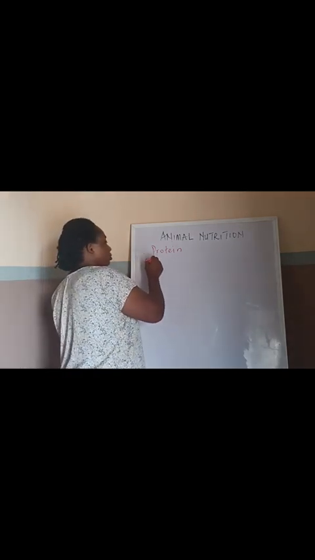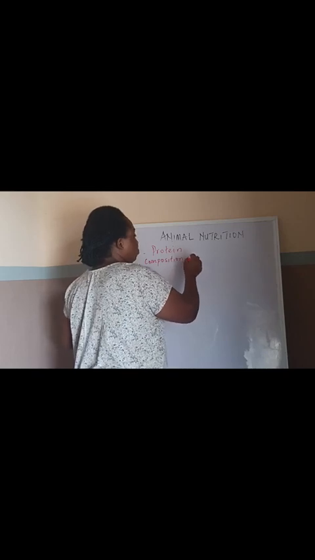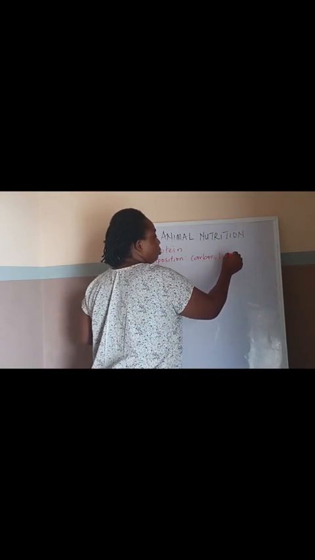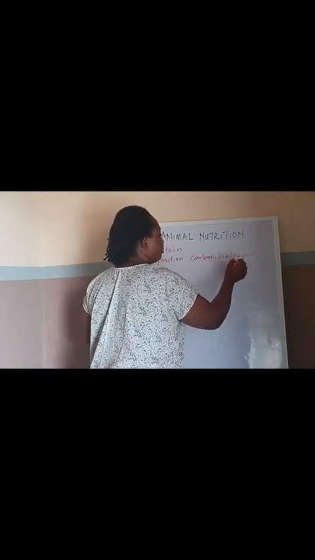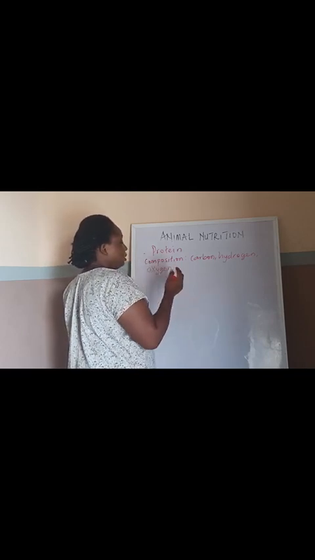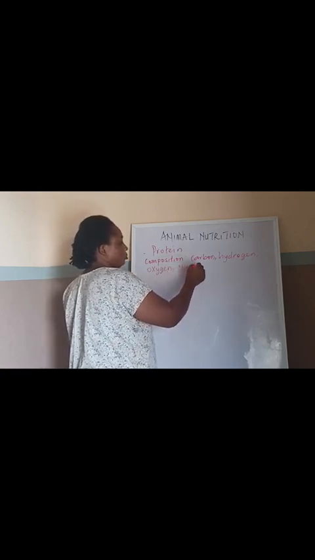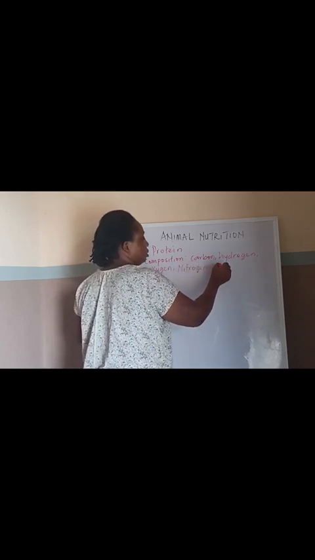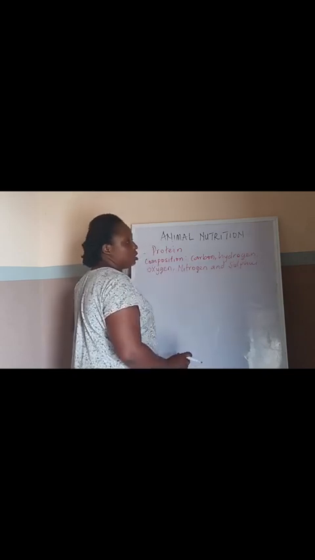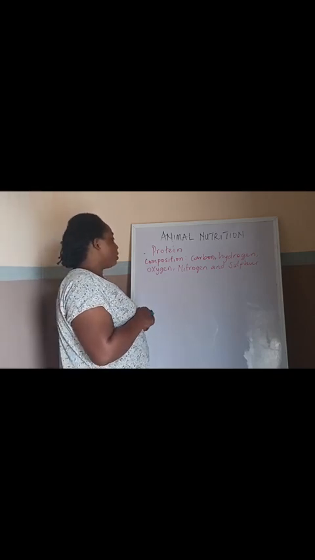So, composition. It is composed of carbon, hydrogen, oxygen, and it can also contain nitrogen, and sulfur can also be present in protein. So these are the compositions of a protein.